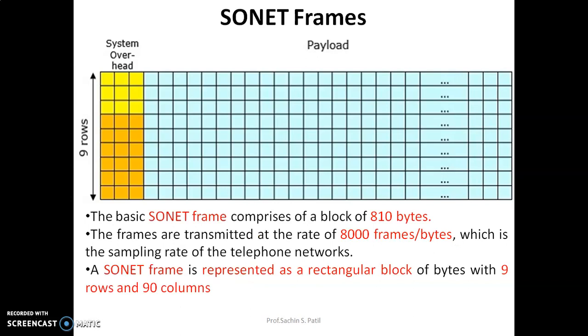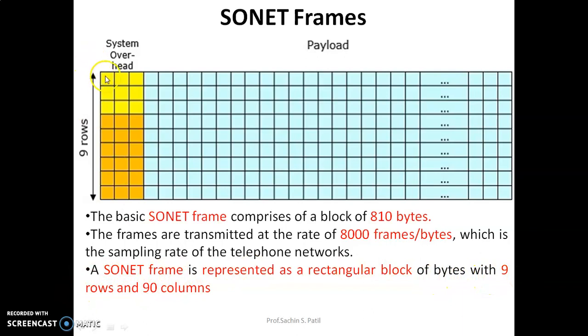So the SONET frame consists of 9 rows and 90 columns. The first 3 columns are for system overhead, then 87 are for payload. So we can say the SONET frame comprises a block of 810 bytes. The frames are transmitted at the rate of 8000 frames per second, which is the sampling rate of telephony networks. A SONET frame is represented as a rectangular block of bytes with 9 rows and 90 columns.